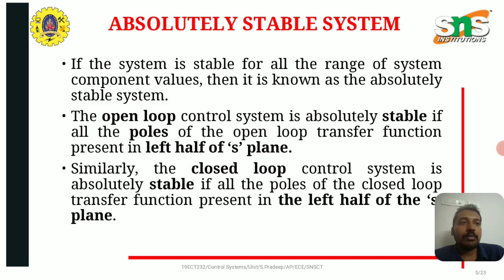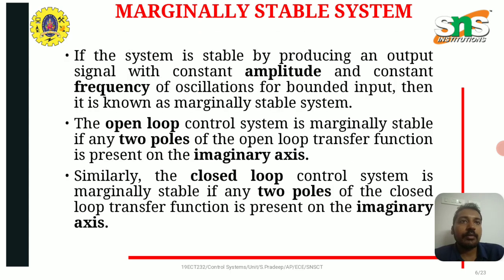Similarly, the closed loop control system is absolutely stable if all poles of the closed loop transfer function are present in the left half of the S-plane. If the system is stable by producing an output signal with constant amplitude and constant frequency of oscillations for bounded input, then it is known as marginally stable system.